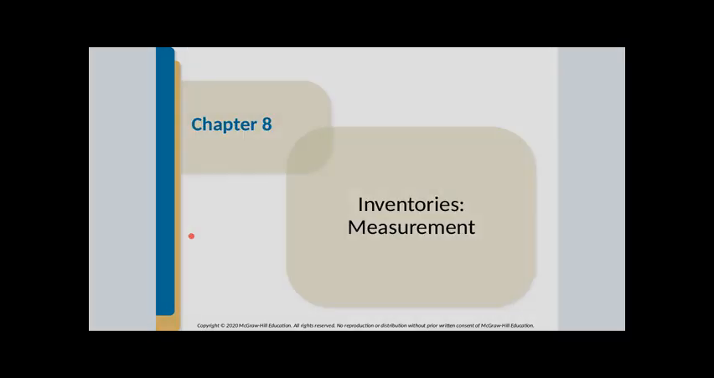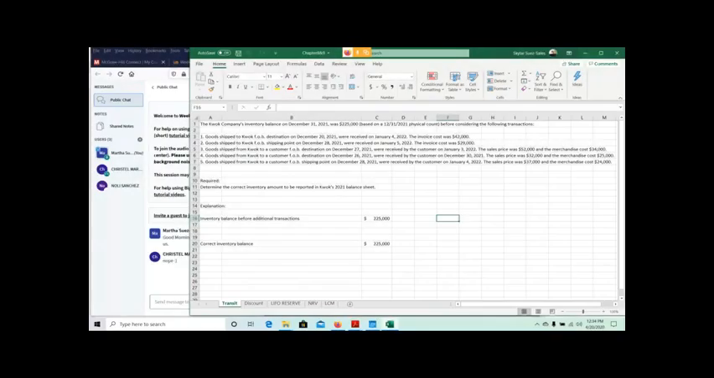Does anybody have questions? Chapter 9 from the Connect assignment, I thought it would be best if we go over these together. They might be a little bit confusing. So the first one, we're dealing with what exactly we are going to report as part of our inventory. And then we're talking about FOB destination and FOB shipping point.